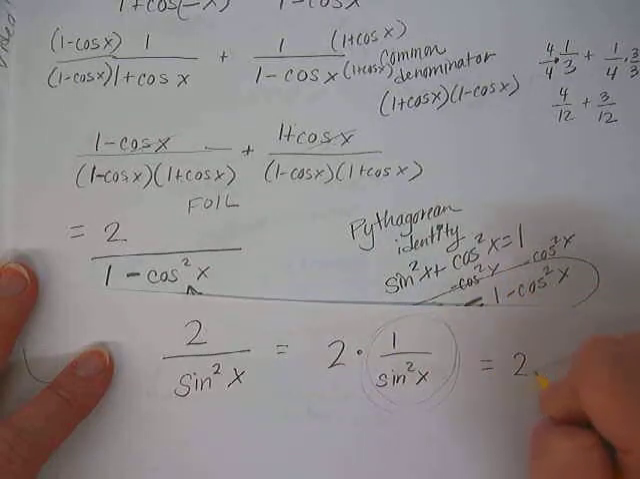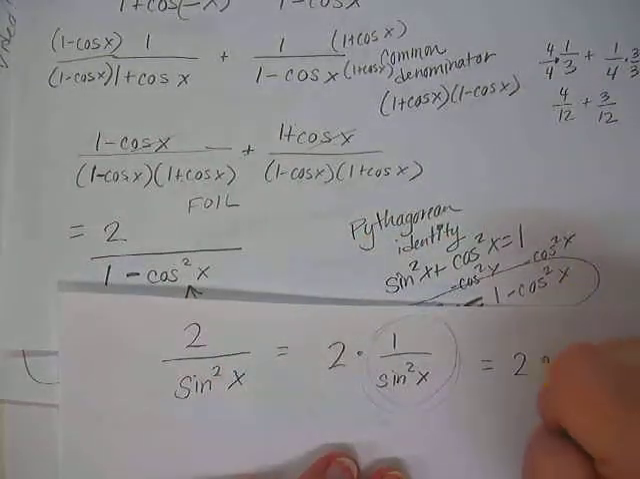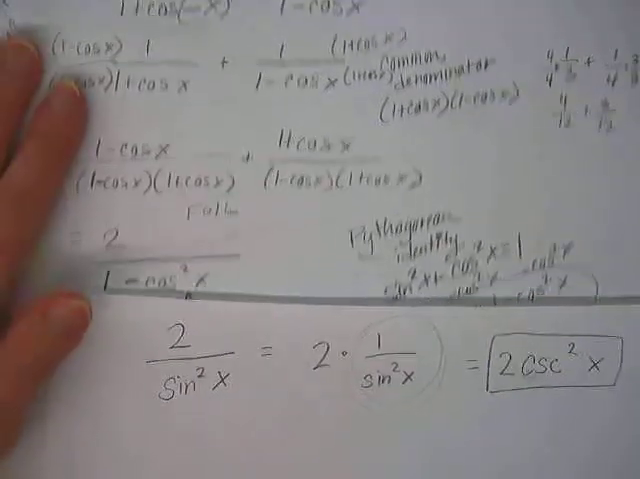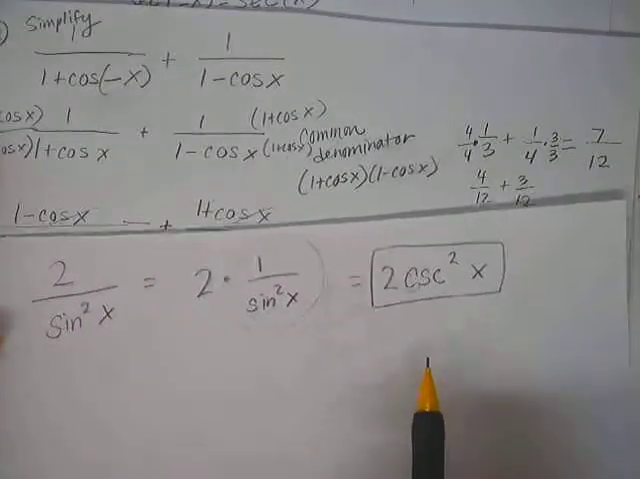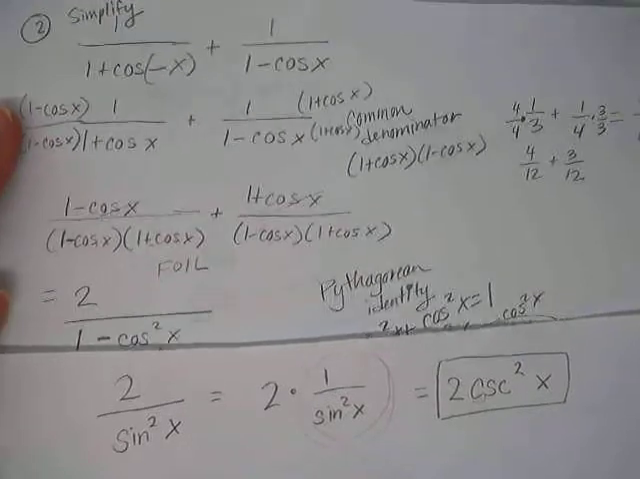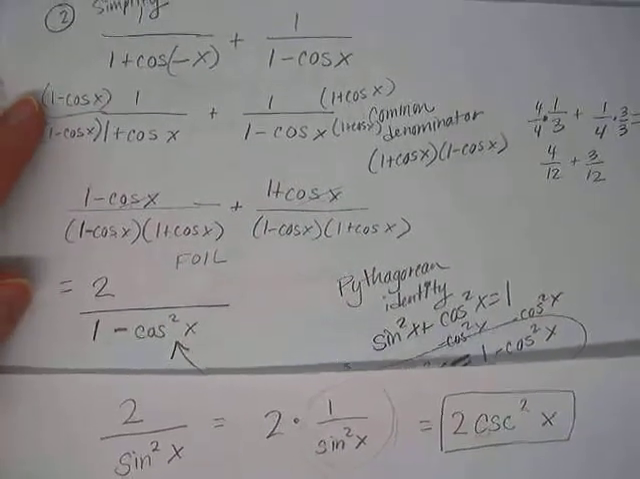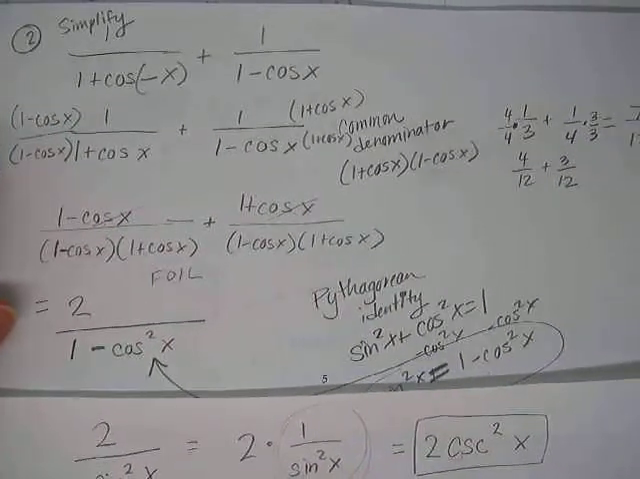Now, even though there's a 2 on the top of this, that just means it's 2 times 1 over sine squared x, correct? So then we can use the reciprocal identity for cosecant and turn that into a cosecant instead. And there's our final simplified answer. So we went from this ugly thing to this, which is much nicer.